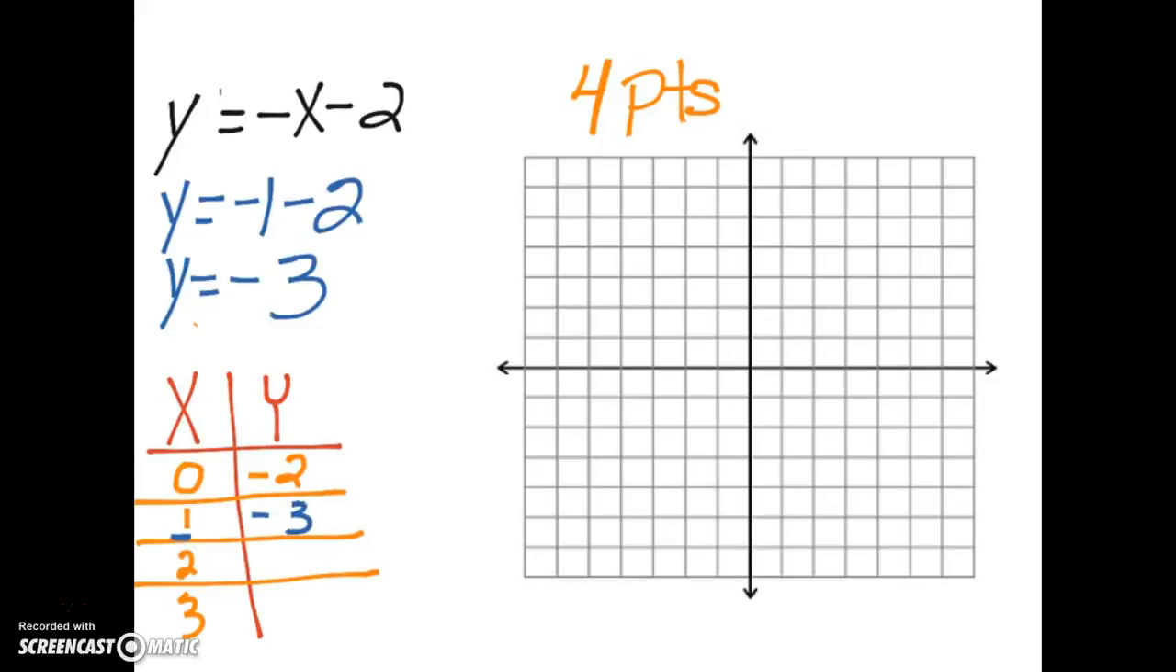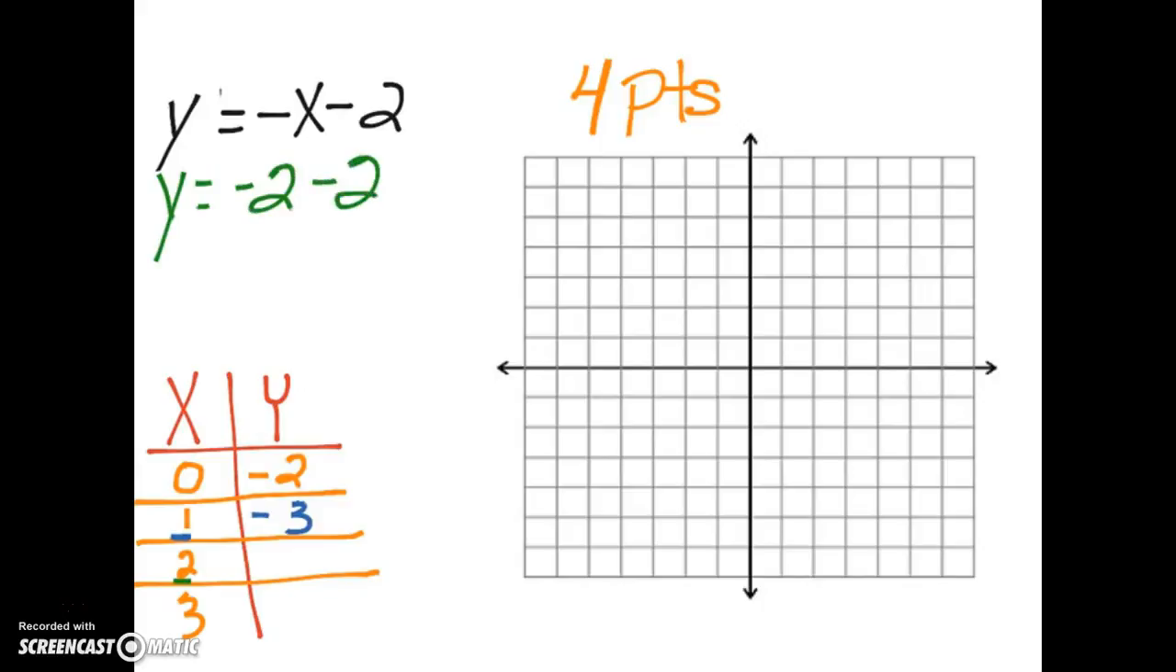Okay? The next point, because we have to fill in our whole table here. Okay? Our next point on here is 2. So I'm plugging that in. So I have y equals -2 minus 2. And again, I'm going to have same sign. So I'm going to add and keep the sign. So they're both negative. So I'm going to keep the negative sign and add the 2's together. So I'm going to have -4.